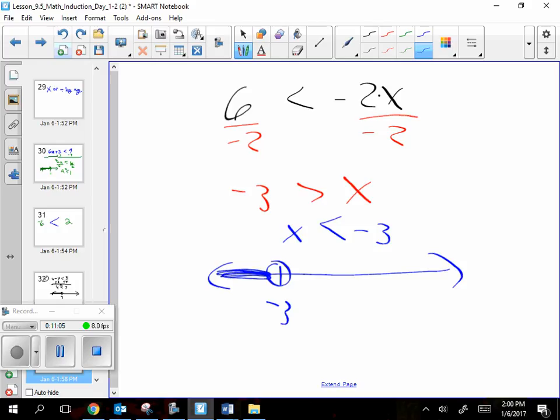Do you get what I just did there? I switched it around so the x was normal. Normally, you don't say the number first. You normally say the letter first. If you switch it that way, then you can trust which way it's pointing.